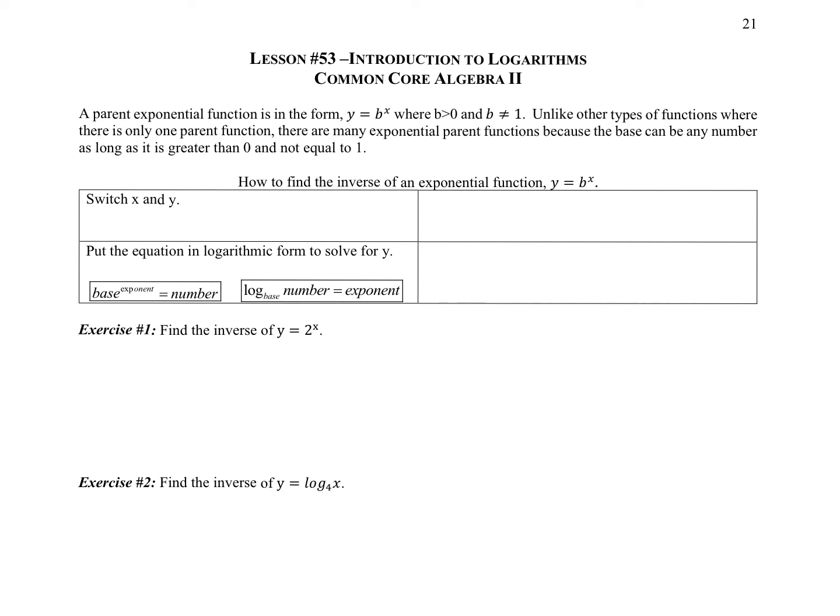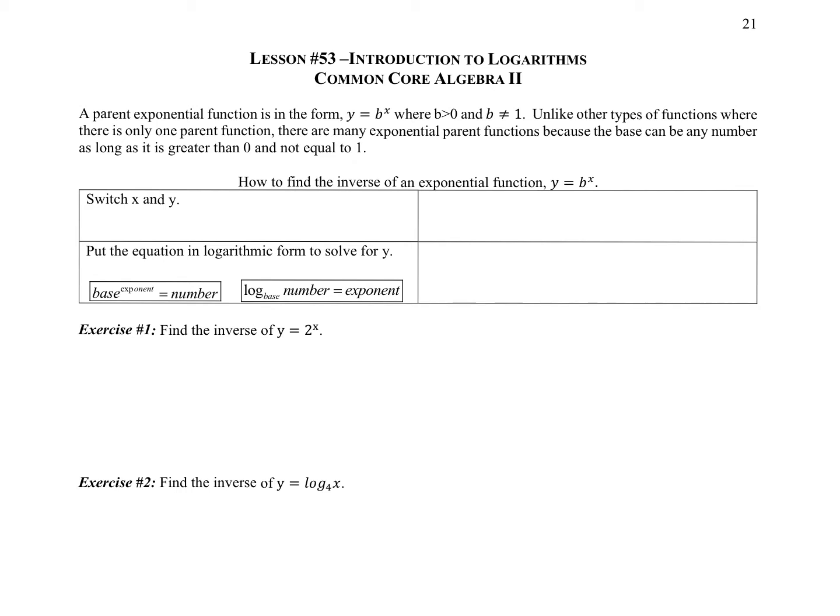In this lesson, we're going to introduce logarithms. We're going to start out with graphs and talk a little bit about graphs, but ultimately in this lesson we're going to practice with logarithms more algebraically, and then tomorrow we'll go back to the graphs. But starting out, a parent exponential function.